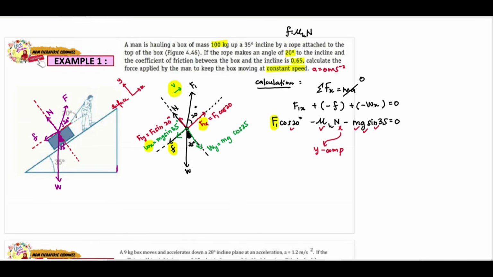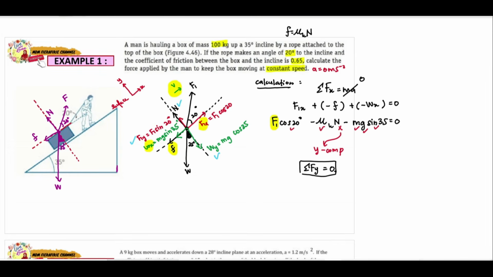So, now we can write another equation. Total Fy pula is equal to 0. Total Fx equal to 0 because it's moving with constant speed. Tapi total Fy equal to 0 because the object is not moving in y direction. Okay? So total Fy equal to 0. So tengok pada kita punya free body diagram, ada berapa banyak force dalam tu. So kita ada normal 1, kita ada F1y 2 dan Wy 3.